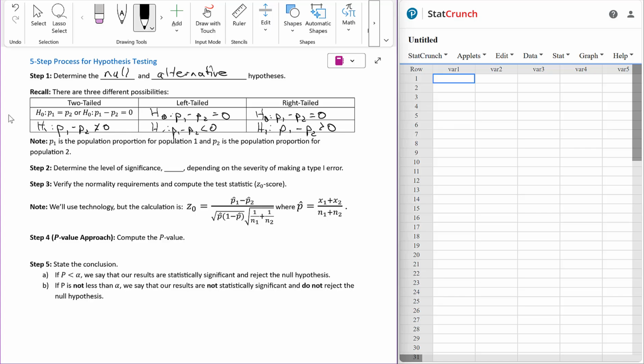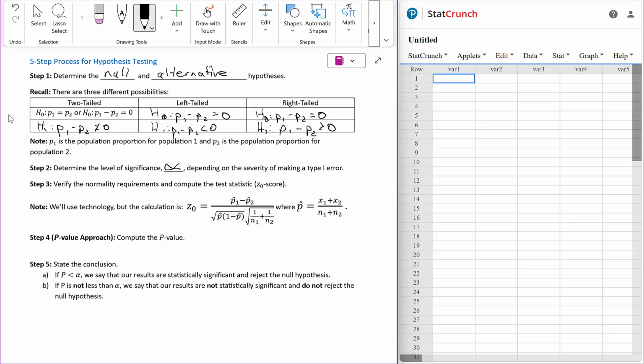Note here, p sub 1 is the population proportion for population 1, and p sub 2 is the population proportion for population 2. So all the 1s go with group 1, all the 2s go with group 2. Step 2, determine the level of significance. That's our alpha, depending on the severity of making a type 1 error. Step 3, verify the normality requirements and compute the test statistic. It'll be a z-score here.